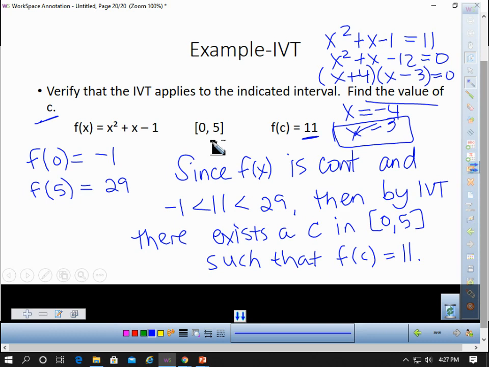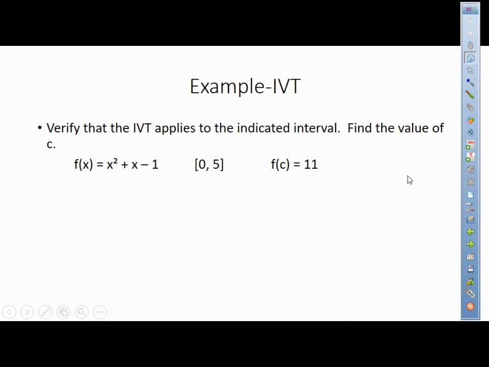All right. So by IVT, you're guaranteed that there's some c value in your interval where you're going to get 11. So I just set the equation equal to 11 and found that the answer is 3, and that indeed is in this interval. So that's the intermediate value theorem. Make sure you work on memorizing that little sentence again.